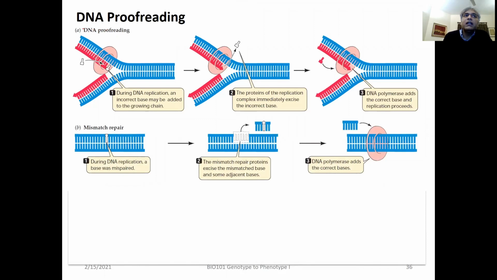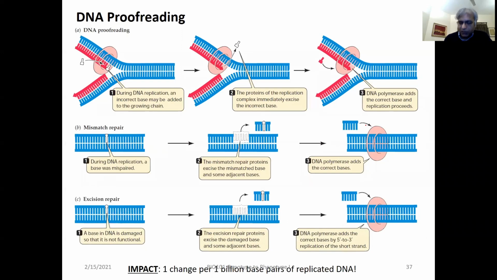Even after DNA replication is complete, there's a scanning mechanism which scans that there's no major mistake in the genome. If there is a mismatch during DNA replication, the proteins we call mismatch repair proteins are going to come and excise the mismatched base only, such as the cytosine. The phosphate backbone and the sugar are still there, and they replace it with the correct base. There's another one which is called excision repair.